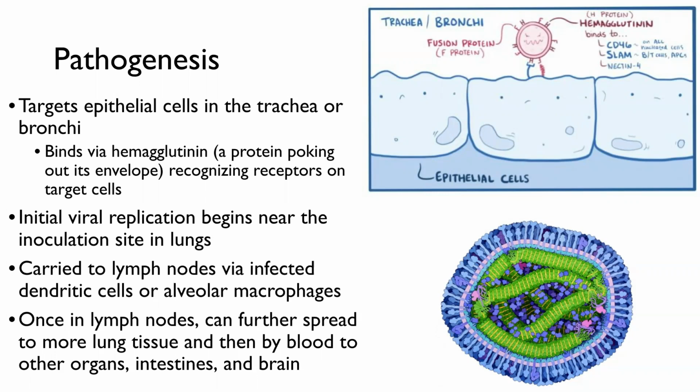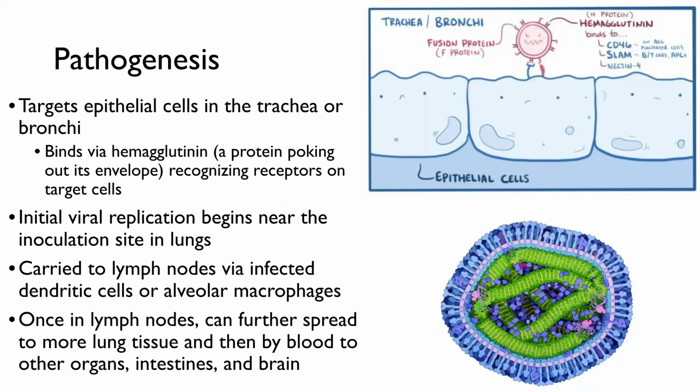And this is typically done by infected dendritic cells or macrophages, so parts of your immune system. And now, for those of you that have ever learned anything about immunology, you'll know that the lymph nodes are really the garbage dump of your immune system. And once things make it to your lymph nodes, they can actually be carried anywhere your vascular system goes.